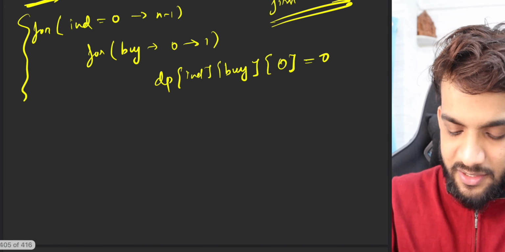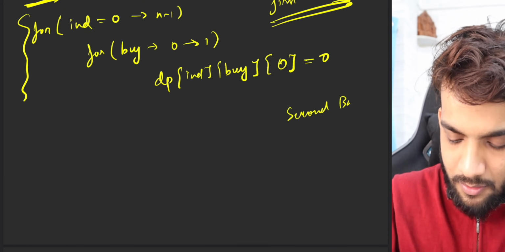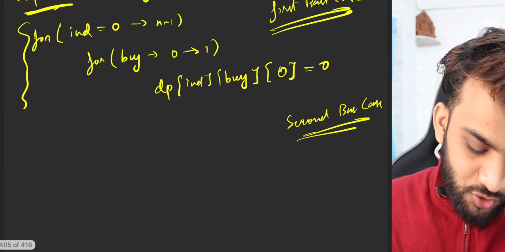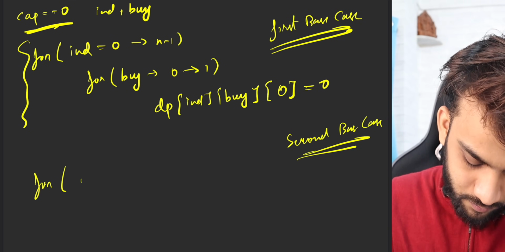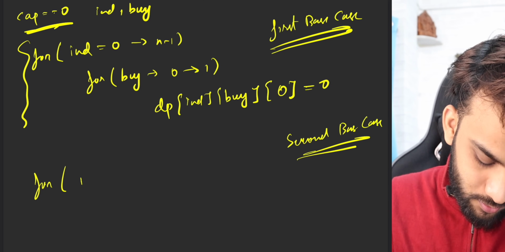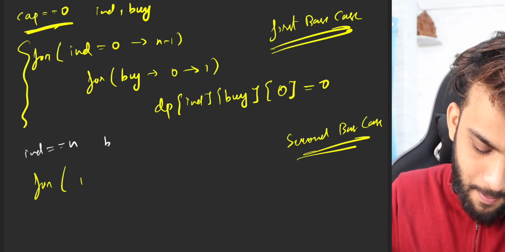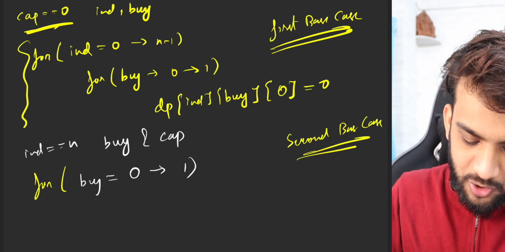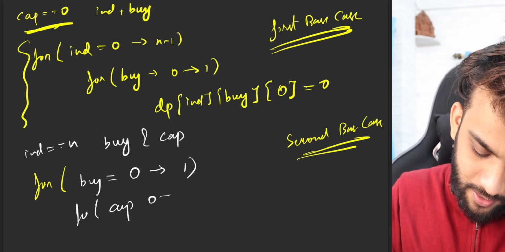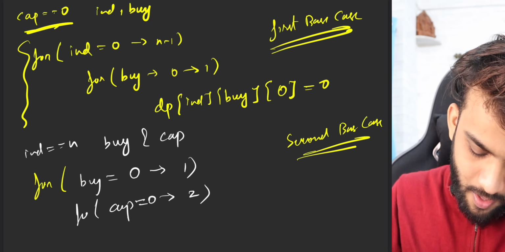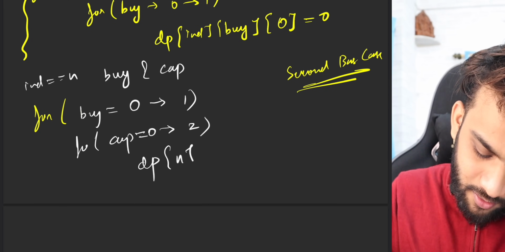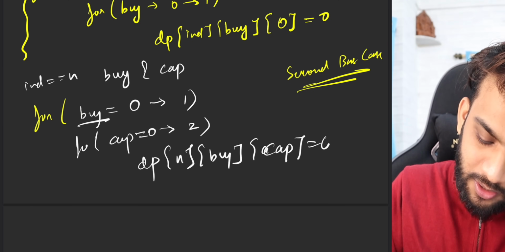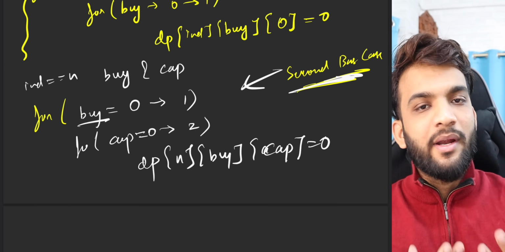Perfect. What is the second base case? The second base case is very simple, Striver. Just go across and say that for index equal to n, by and cap can be anything. So by can be from 0 to 1, cap can be from 0 to 2. Thereby, DP of index is n, by is right from here, cap is right from here, and that will be 0. That's the second base case. That's how you write the base cases.